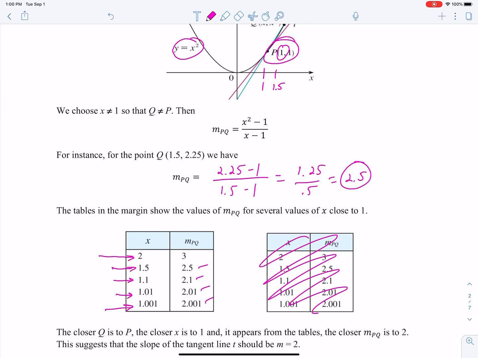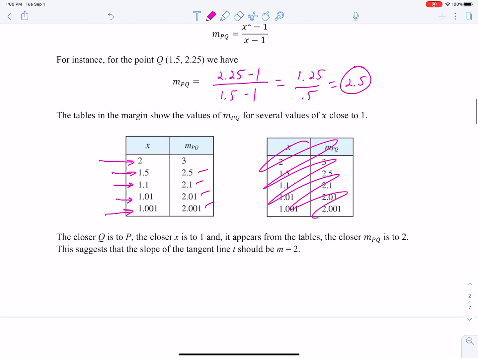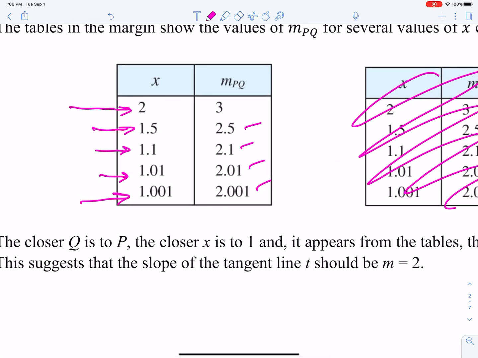And at some point you can tell, right? You can already see the pattern. If we do 3 zeros in there, it'd be 3 zeros here.